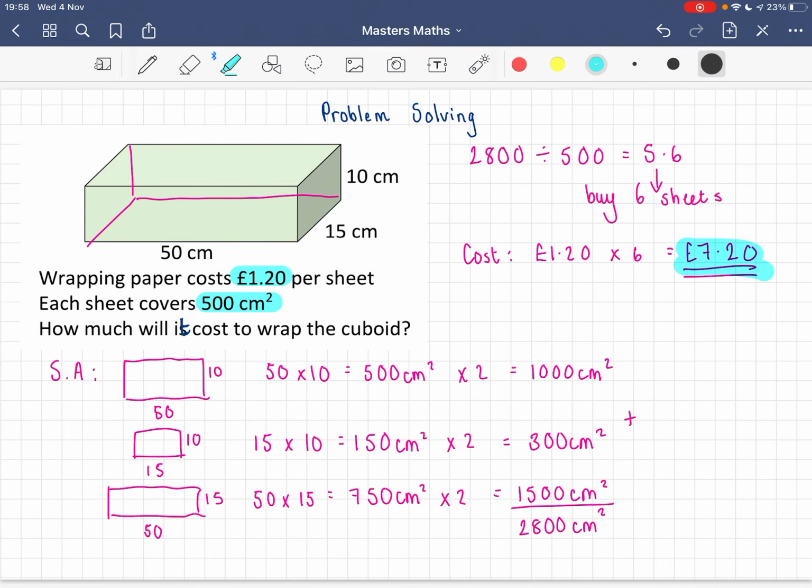Okay, so that is a problem solving, kind of applying surface area, using it in the real world kind of question, where you don't just have to work out the surface area, you need to use that to solve a problem at the same time.